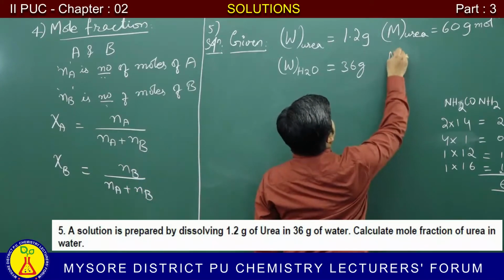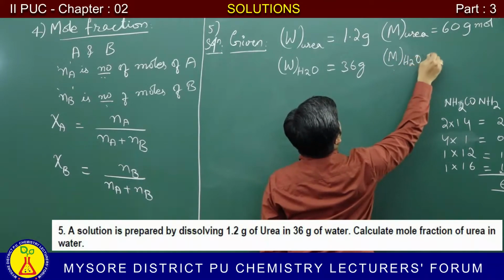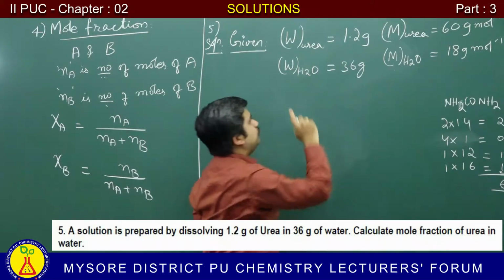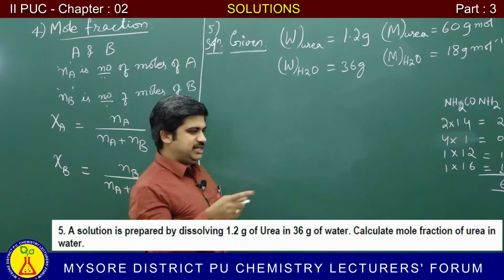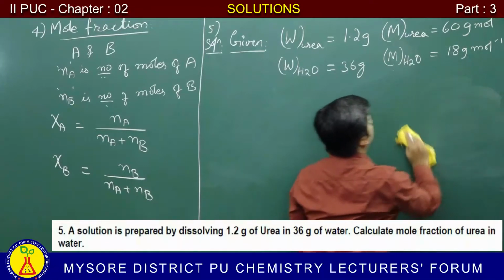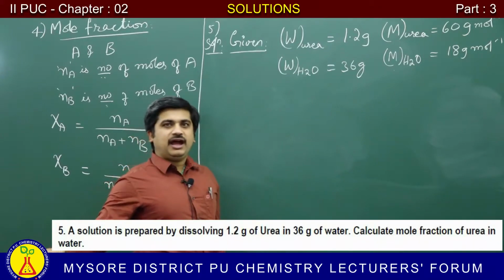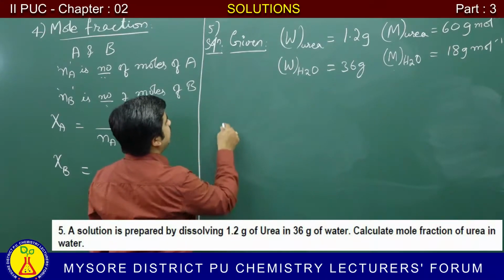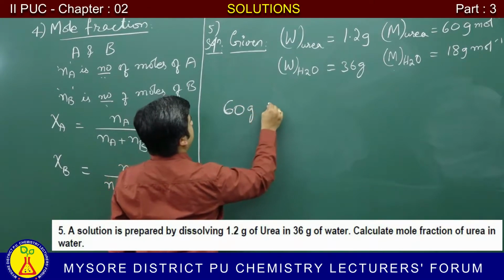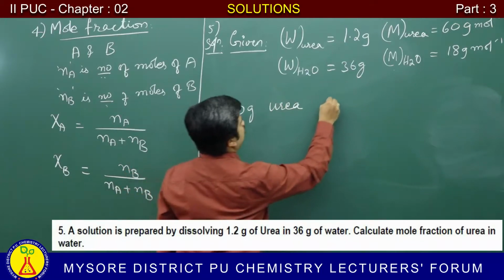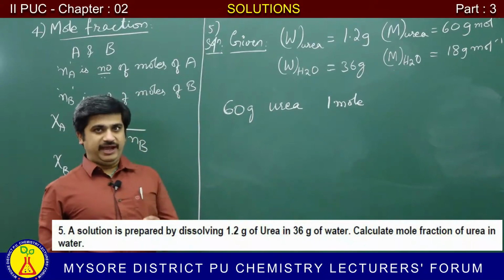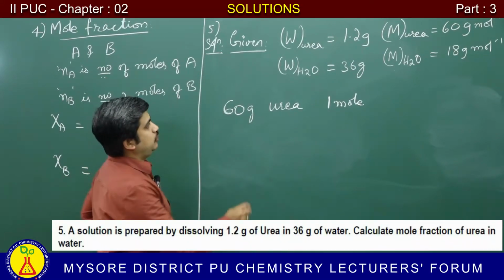Similarly, we should know the molar mass of water, which is 18 gram per mole. We can calculate it in a similar way: oxygen is 16, hydrogen is 1 plus 1, so it will be 18. Now, after knowing this, we can find the number of moles very easily. How do we find the number of moles? Look, 60 grams of urea is 1 mole. That means if you take 1 mole of urea and weigh it, you get 60 grams.